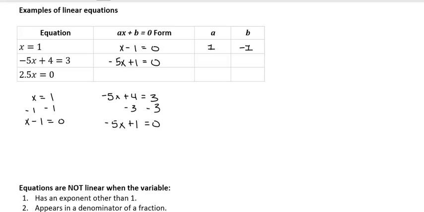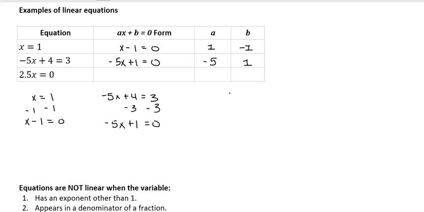So now we've got negative 5x plus 1 equals 0. So what is a? A is negative 5. That's the coefficient in front of x. B is the constant term. And sorry, I said coefficient just a second ago. It is the constant term, so that is just a 1. And now we've got the whole thing filled out. We've got one more to go.